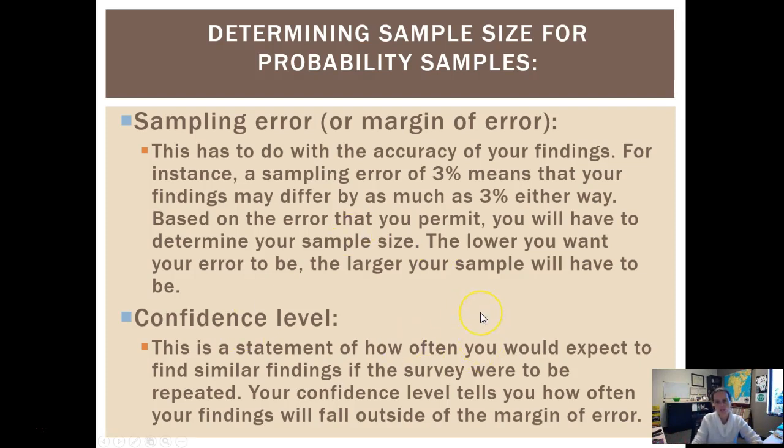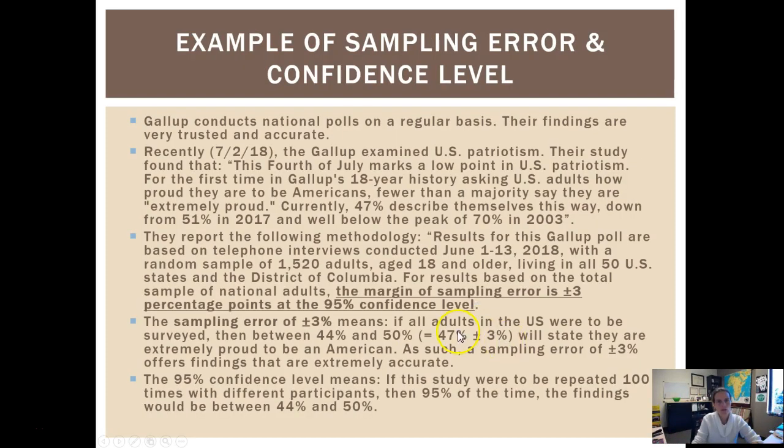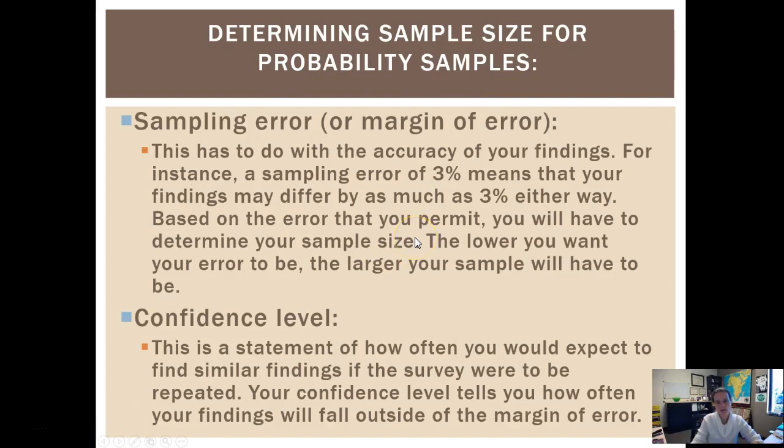So let me give you an example, because I think that will help a lot, because those two terms are pretty confusing. And actually, let me go back really quick. I want to point out that the sampling error and the confidence level are independent statistics.